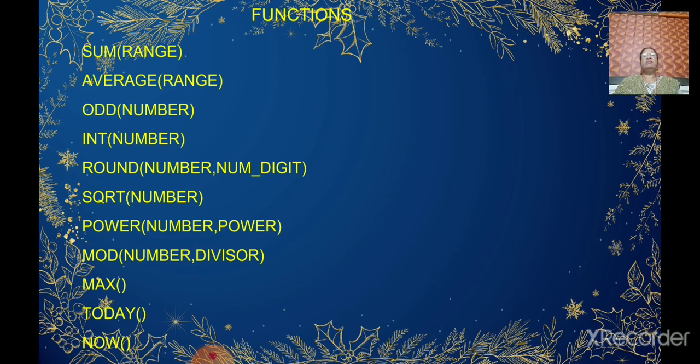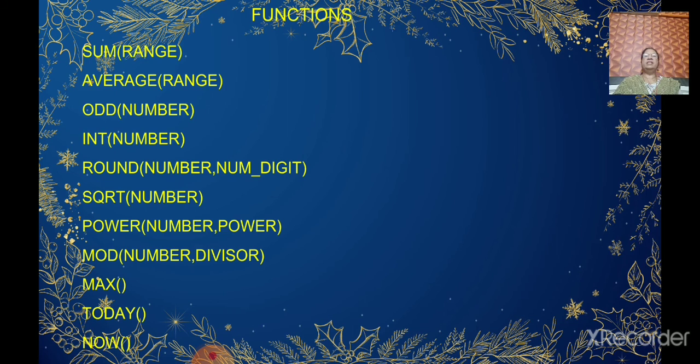Now the average function, again the same thing: equals average, parentheses, the cell address here, and close the brackets. Now, the odd function: equals odd, bracket, suppose you put 12, and close the bracket. It returns the number rounded up to the nearest odd integer. Suppose I am writing equals odd and 12, it will give the answer 13 because it returns the number rounded up to the nearest odd integer.